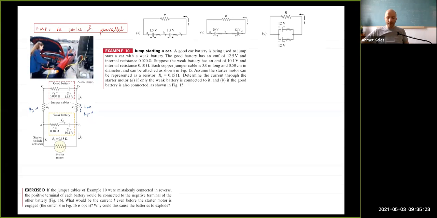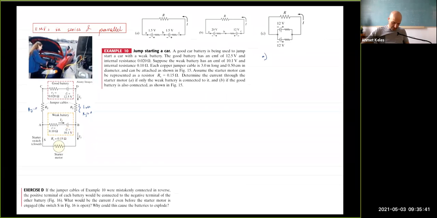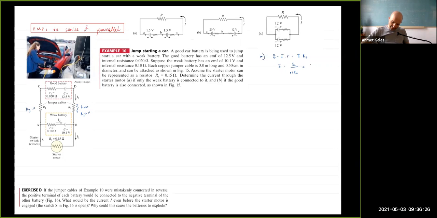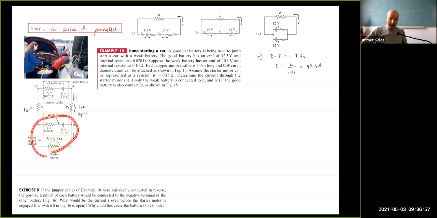So what would I do? First, A is easy, right? Let's start with A. It's basically saying that you only have the weak battery, so you have this part and nothing else. I can just use Kirchhoff's rule, or the way I did on the first page: E minus I times R should be equal to I times RS. From here, current is equal to E divided by R plus RS, which is 10.1 divided by, this is equal to something like 40. So if you only have the weak battery, that's the current you have, which may not be sufficient to start your car. So you bring the other car and then you connect, and let's see how much it changes, right?